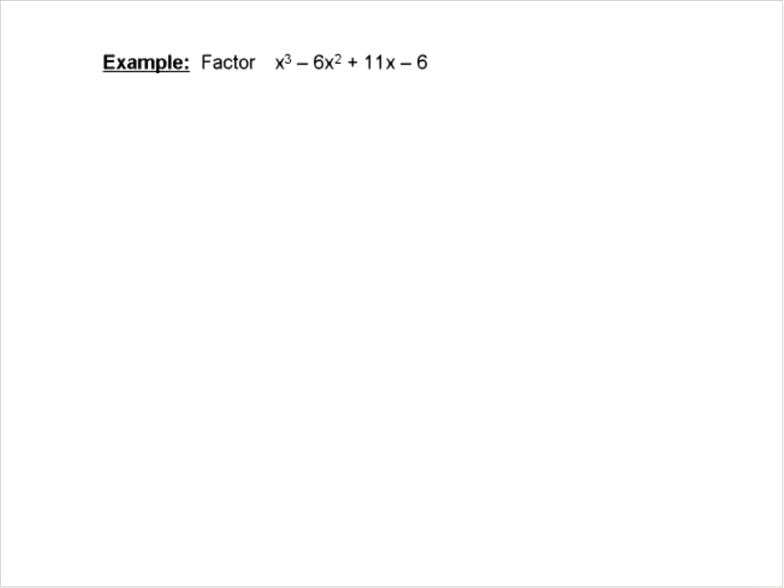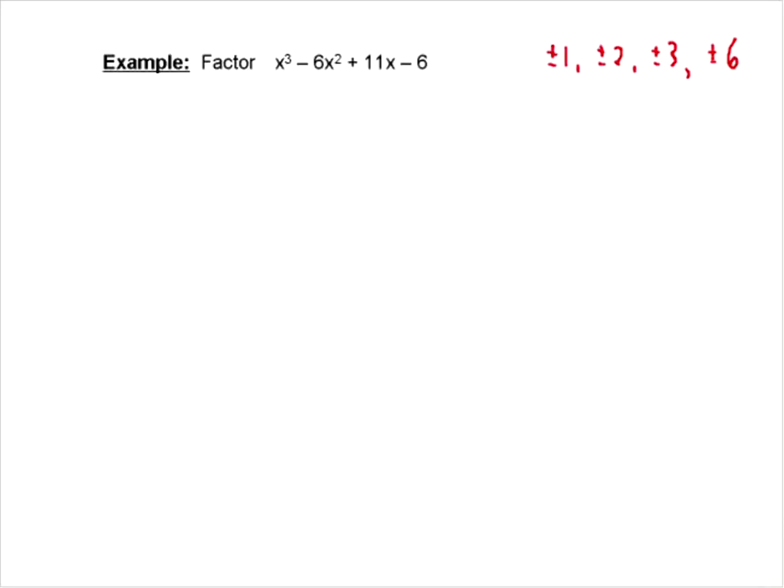Let's factor this example. First thing we need to do is determine what the possible values are that could factor. There's no coefficient, so plus or minus 1, plus or minus 2, plus or minus 3, and plus or minus 6. Those are the only things that could work.